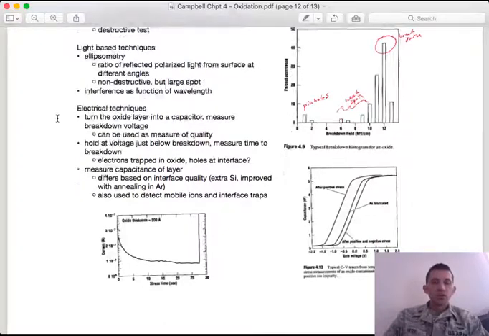There's also several different electrical techniques, and in these cases, generally, you're turning the oxide layer into some sort of an electrical device.